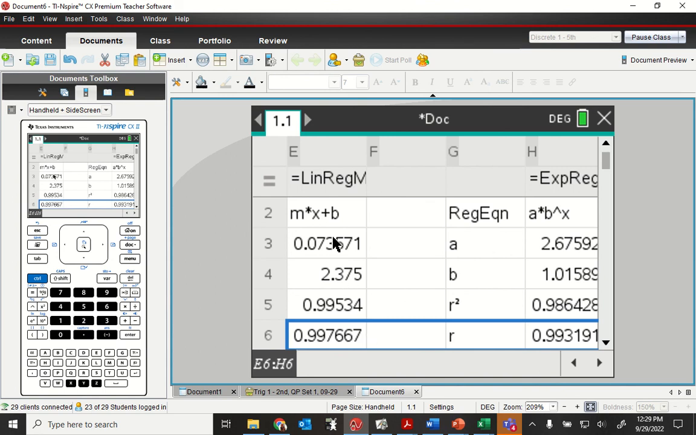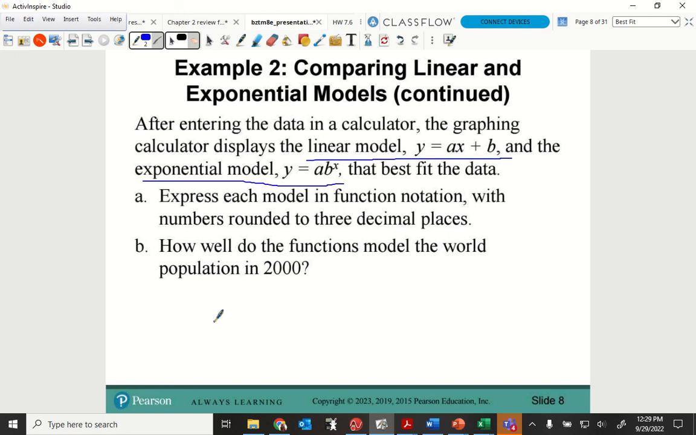So let's go ahead and take a look. I'm going to write this out. So my mx plus b, 0.074. So let's write it out. Wait, no, 7.4, right? X plus, what was the B value? Seven five. There we go. Okay. So that is the better equation, isn't it?